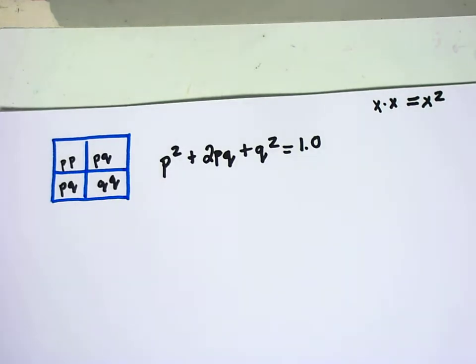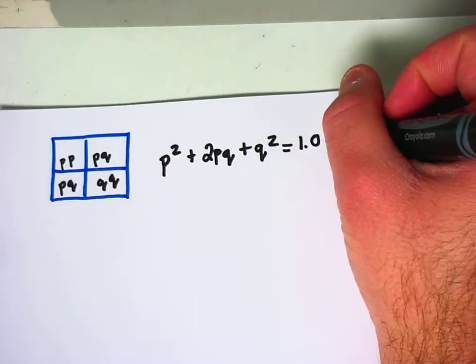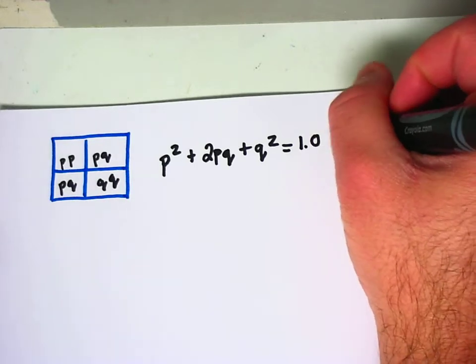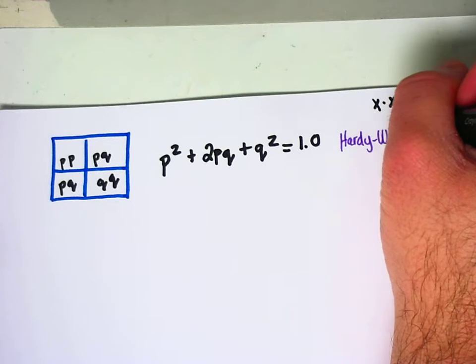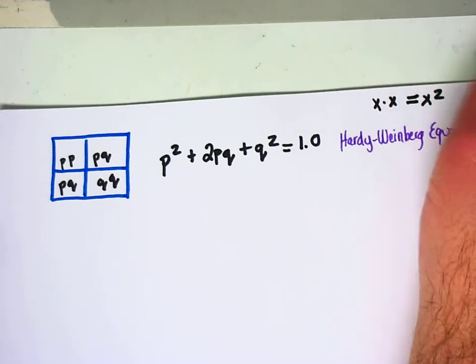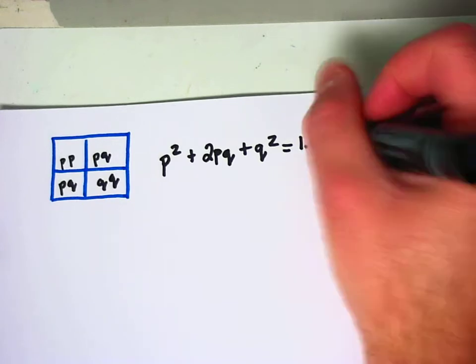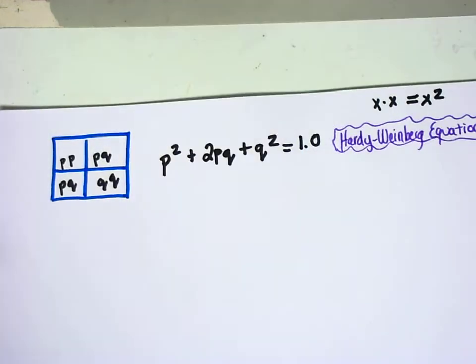What you're seeing right here is an equation we're going to use probably for the rest of today, and the name of that equation is, does anyone know? Hardy-Weinberg equation. I promise you this will be on the AP exam. The Hardy-Weinberg equation.